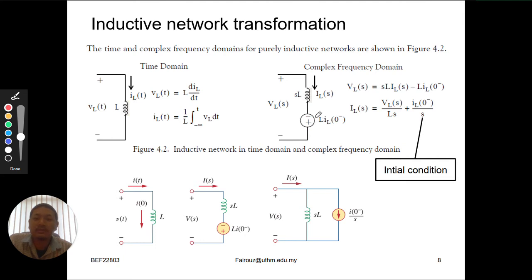Now take note of the direction, or the polarity, of the voltage source. This is important because some students make a small mistake. You can see here the direction of the current. If the current is in this direction, then the polarity, plus to minus, is in this direction as well. It must follow the same direction as the current.